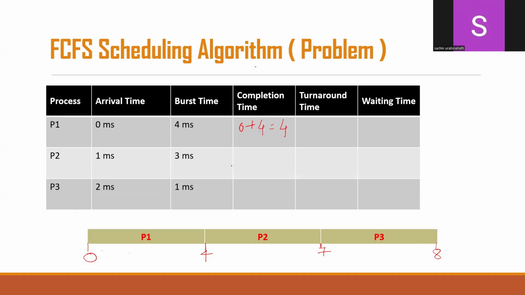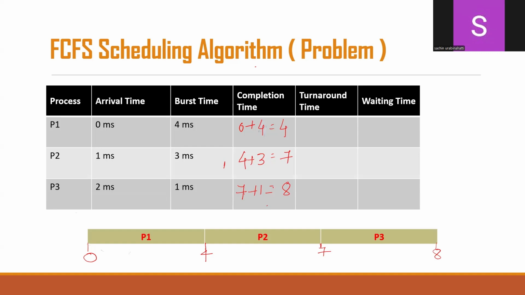When process P2 starts its execution, it starts at the 4th microsecond, plus the burst time of 3. 4 plus 3 is 7. It completes at the 7th microsecond. P3 starts its execution at the 7th microsecond, and the burst time is 1, so it completes at the 8th microsecond. So the completion time for P1 is 4, P2 is 7, and P3 is 8.